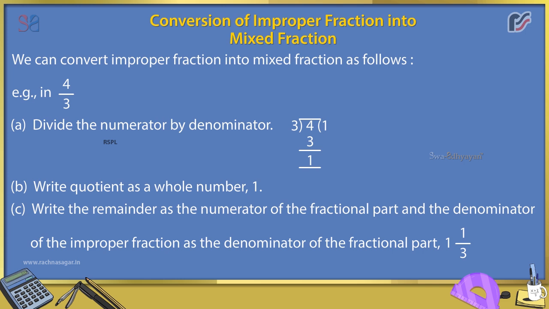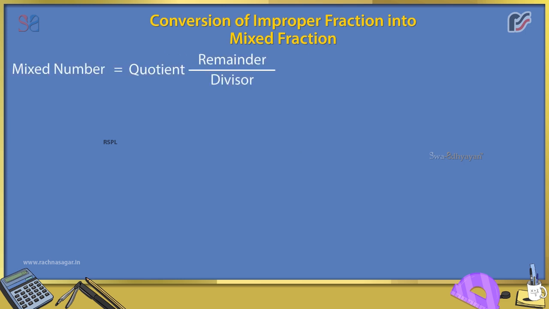and the denominator of the improper fraction as the denominator of the fractional part. 1 and 1 by 3. Mixed number is equal to quotient and remainder by divisor.